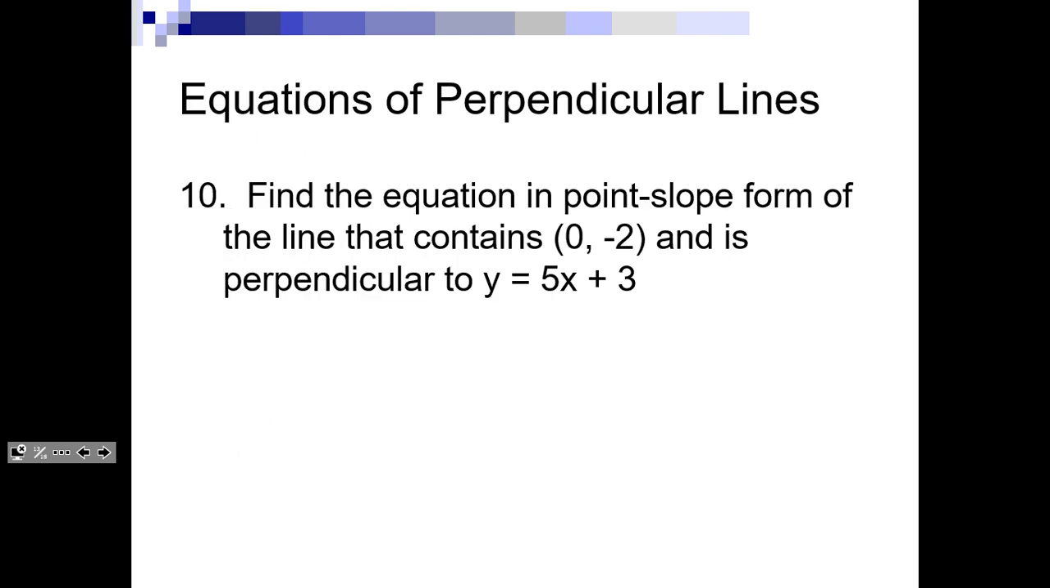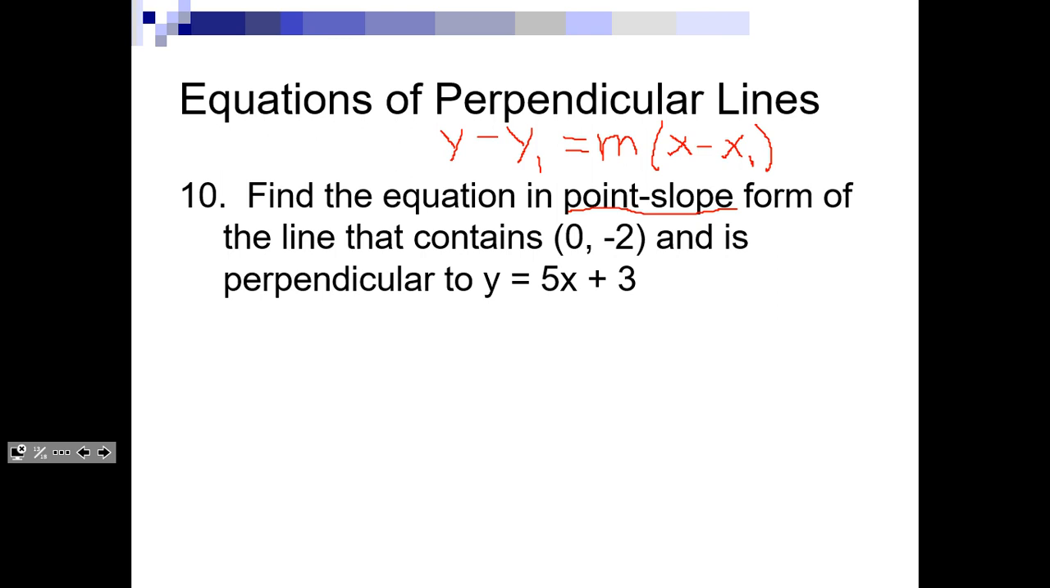So now we're going to find the equation in point-slope form. Again, that point-slope form is y minus y1 equals m times x minus x1. So we're going to find the equation in point-slope form of the line that contains (0, -2) and is perpendicular to y equals 5x plus 3.